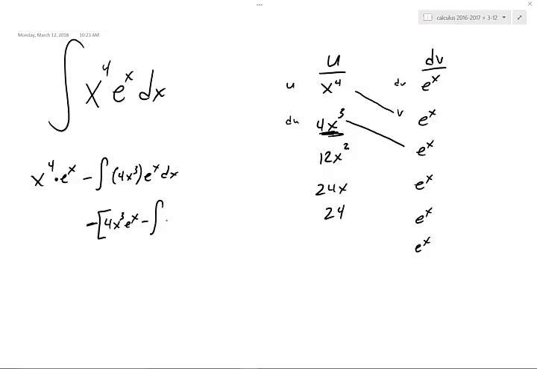Well, of 12x squared e to the x, right? But if you distribute that, what happens to our negative sign? Well, it becomes minus, and then it becomes what? Positive. Are you with me on this?